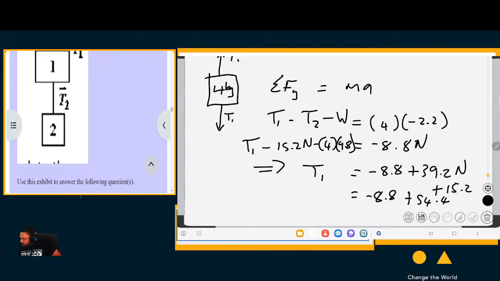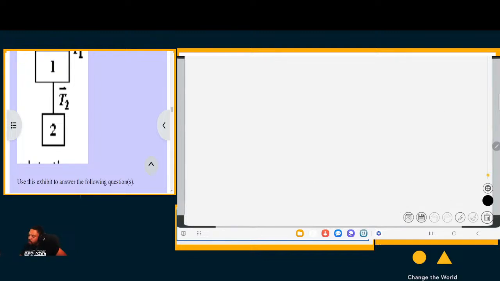Did I sum up these two correctly? 39.2 plus 15, that is 54. 54.4. Okay. Now 54.4 minus 8. What I got here when I worked it out was 45.6 newtons as the tension in 1. 45.6 newtons. Let's now look at the whole situation together.